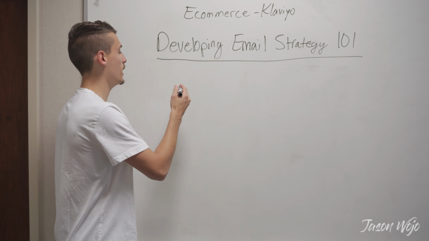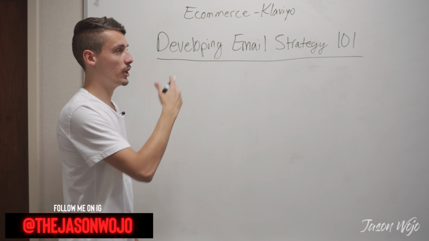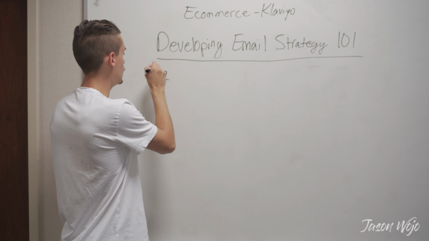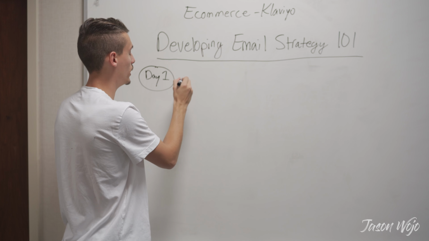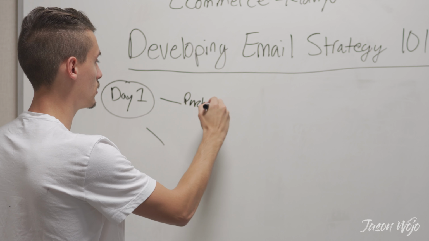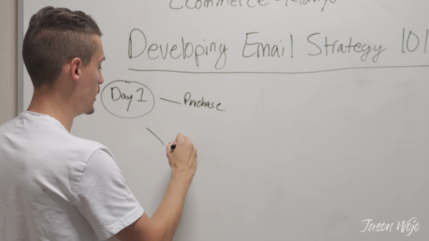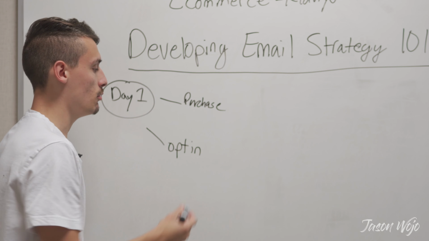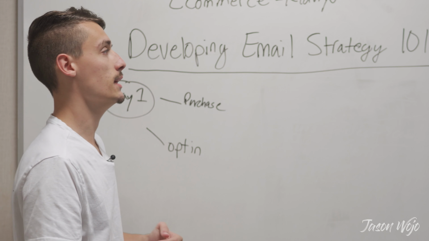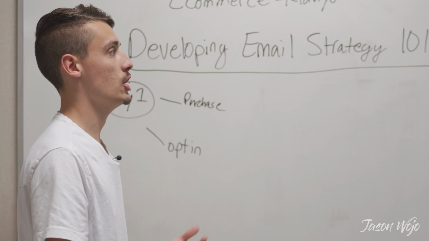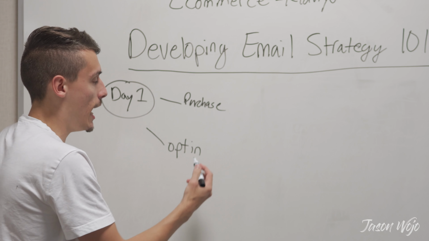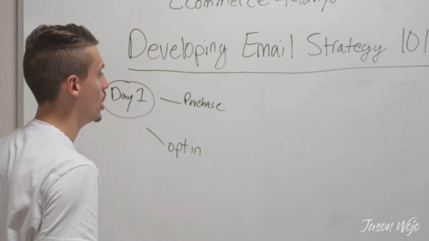So let's think about this as if we're gonna do a customer journey. So day one, okay, that customer is either doing two things. They're either a purchase or they're an opt-in. And when we think about an opt-in, we simply think about an email opt-in, SMS opt-in, they put their information into a pop-up on your website, okay? So how do we take each of these and have some type of strategy involved, okay?